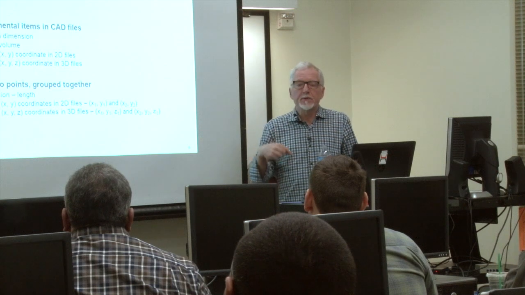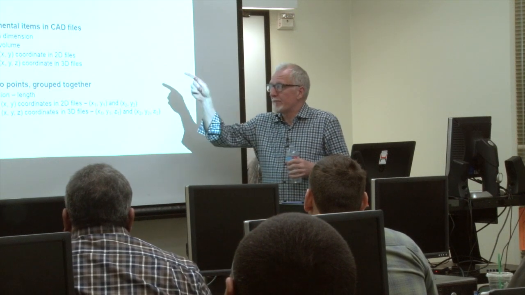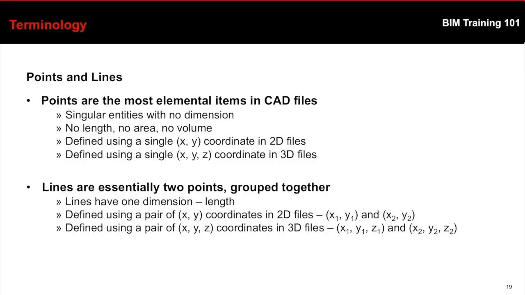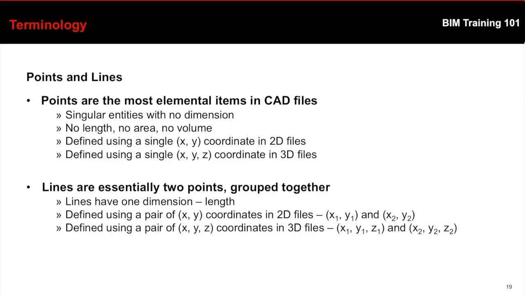I know this sounds really simple, but I really want to drive home that this is all just a lot of parts and pieces. So we have points. Points actually take up no physical space. They're these theoretical elements, but they do have a location, and so we need the X, Y, Z coordinate of the point to define it.